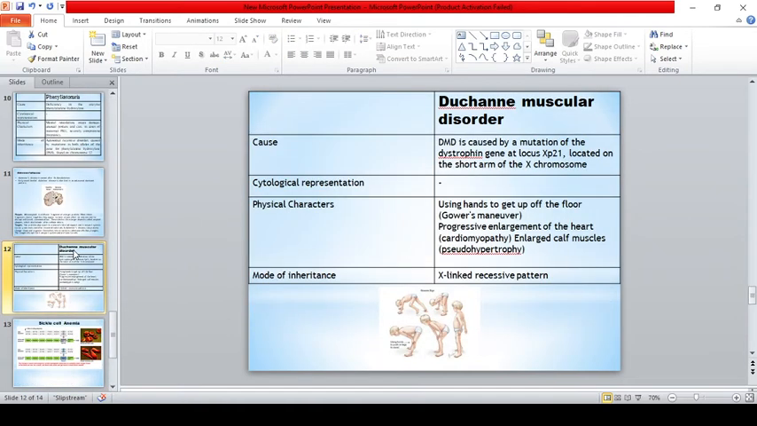And DMD is caused by a mutation in a gene called dystrophin, and this gene is located on the X chromosome, on the p arm, at position 21. There is no cytological representation, and the physical characteristics include mostly the Gower sign. Don't panic if your child is doing these kinds of activities. Gower sign, teething, and pseudohypertrophy are a few examples for DMD. The mode of inheritance is X-linked recessive.